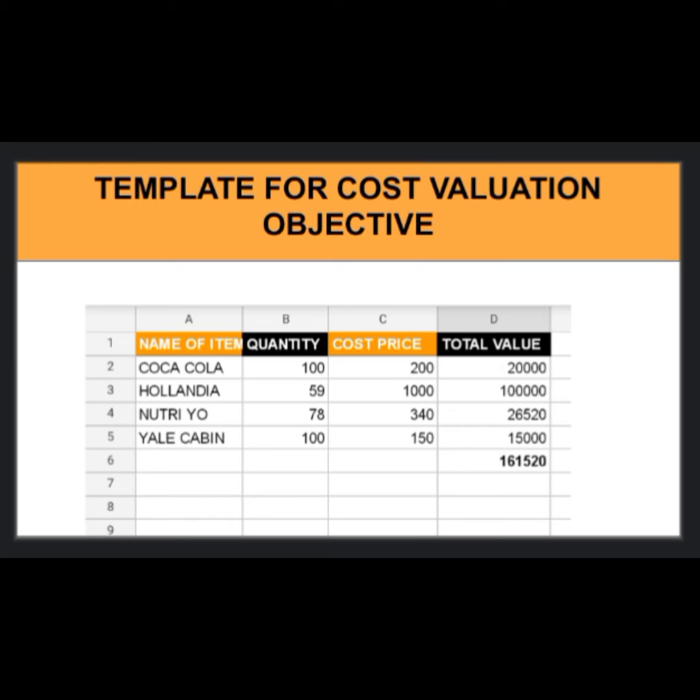The name of the item. You can see it on the template on my screen. That's the first thing we captured, the name of the item. All right. The next thing we captured is the quantity of the item.